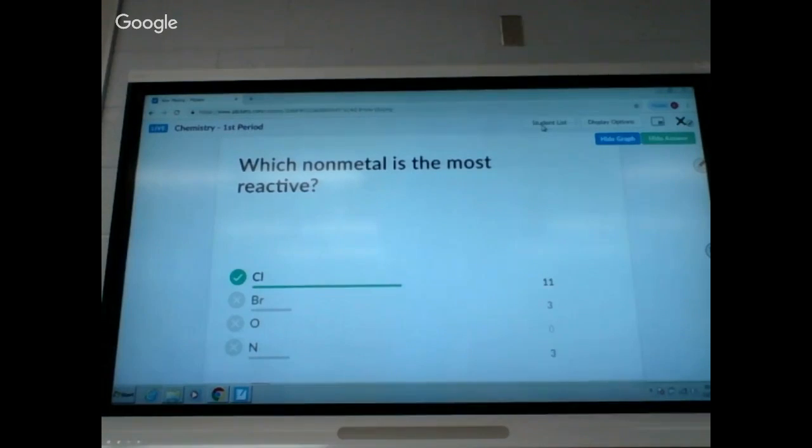All right, so when you look at it, most reactive has to be in what group for non-metals? Oh, I see that. 17, right? And what happens as you go up or down? When you go up, it's more reactive, which is why it's chlorine. Bromine is further down. Okay? All right, one more and then we're going to stop.